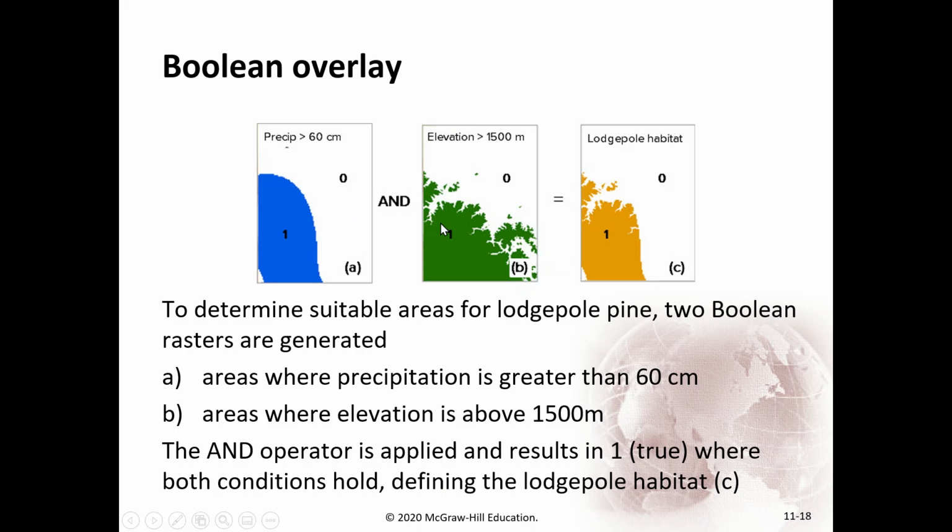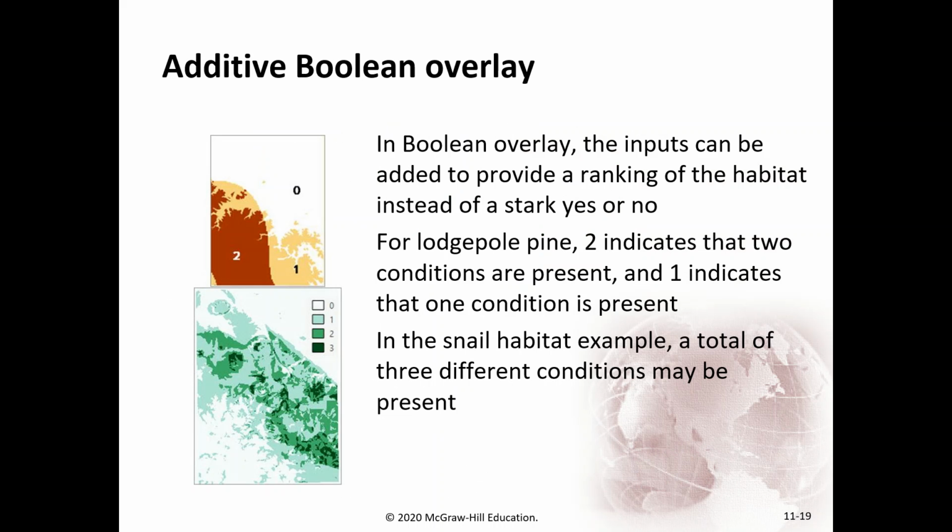So away you go. Instead of ANDing, we can also do additive Boolean overlay. This can be really helpful when you have a range of conditions and you don't want just a true or false output. You want ranges of things like good, better, best. Here we have two Boolean rasters, and if we add them together, the biggest value we get is 1 plus 1, which is 2, right? So you get a whole range of values. This is called additive Boolean overlay.